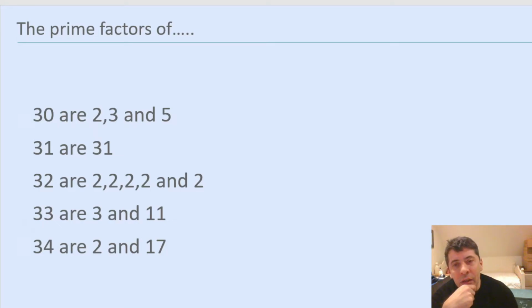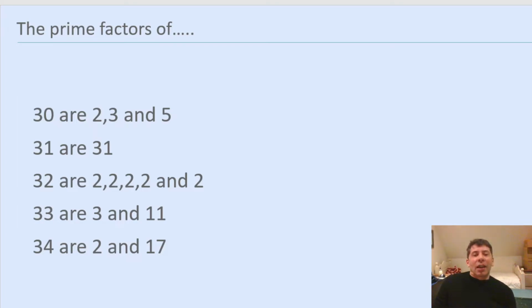32 has 5 ingredients, and those ingredients are 2, 2, 2, 2, and 2. So 2 times 2 is 4, times 2 is 8, times 2 is 16, times 2 is 32. So the recipe here is just made up of two. It's like my old spaghetti sauce that was made of tomatoes and tomatoes and tomatoes and tomatoes and tomatoes. Kids used to love it until they found out the secret recipe.